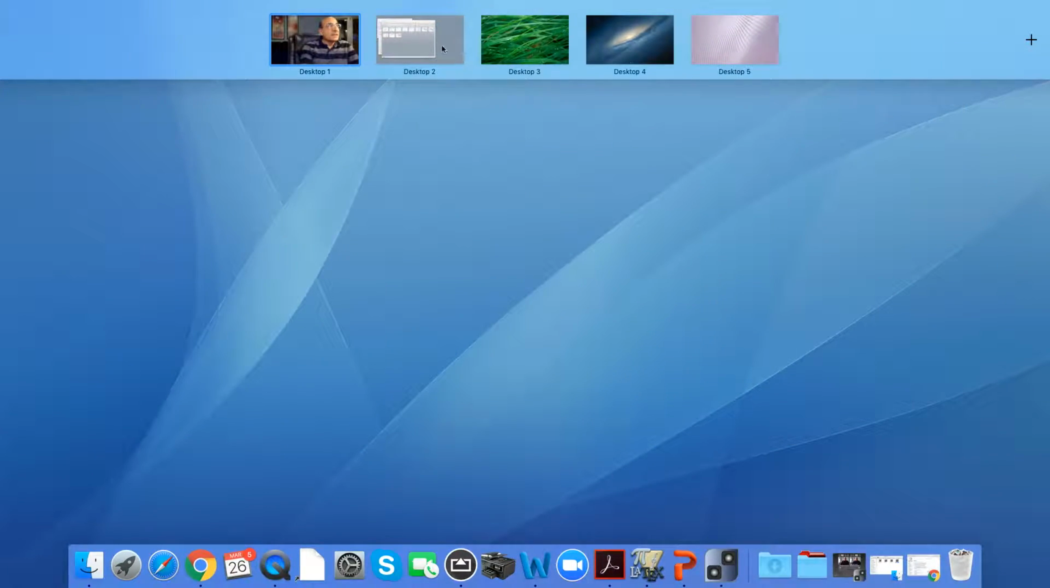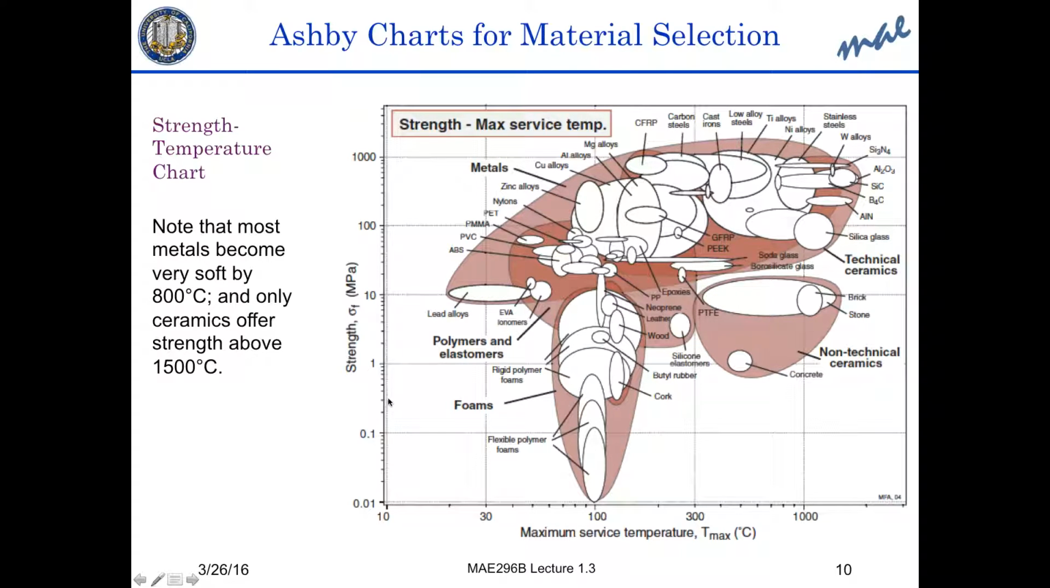So the relationship between the strength and the temperature is important, and Ashby summarized this for all materials in this chart. It shows the strength as an absolute value in megapascal. Note that it is logarithmic, so this is 10, 100, and 1,000. That's kind of the engineering range that we would consider. And the service temperature is going to be 30, 100, 300, 1,000. And then this is beyond 1,000.